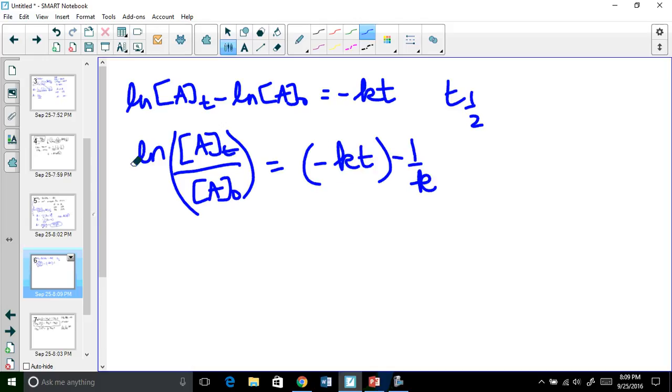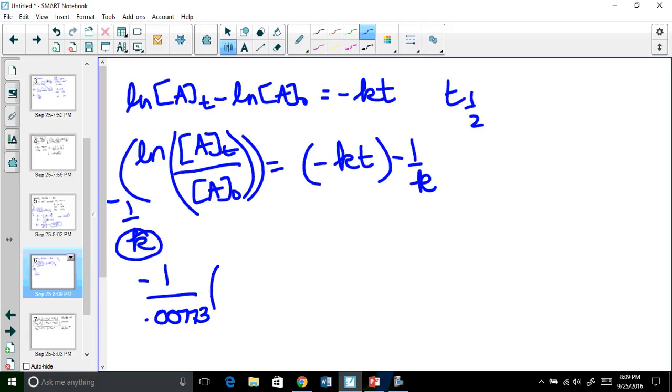Well, now this time we want to solve for time, so I'm going to multiply by negative 1 over k, and so what I get is negative 1 over 0.00773, that was our answer for k, times the ln of 0.5, because half-life is when 50% is gone, equals the time. So we want to know the time it takes for the original concentration to be cut in half.